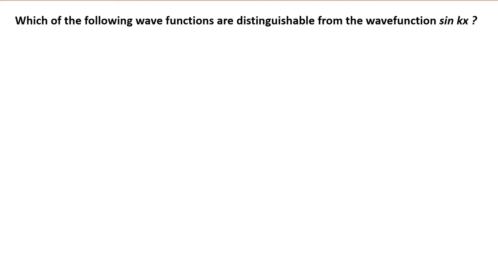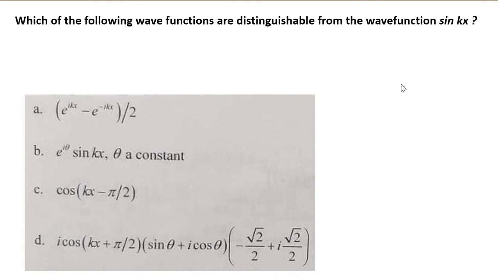Okay, so the first one is that question: which of the following wave functions are distinguishable from the wave function sin kx? So here a number of wave functions are given. But is each distinguishable from another wave function, sin kx? That means, can we say that the sin kx, the given one, and this question's functions, are they equivalent? Are they distinguishable or indistinguishable?